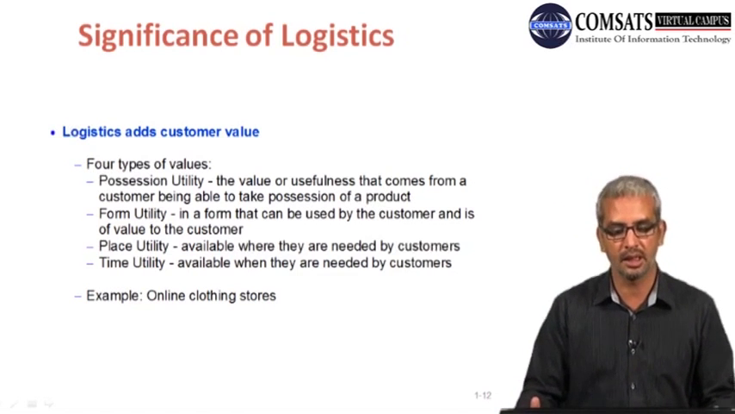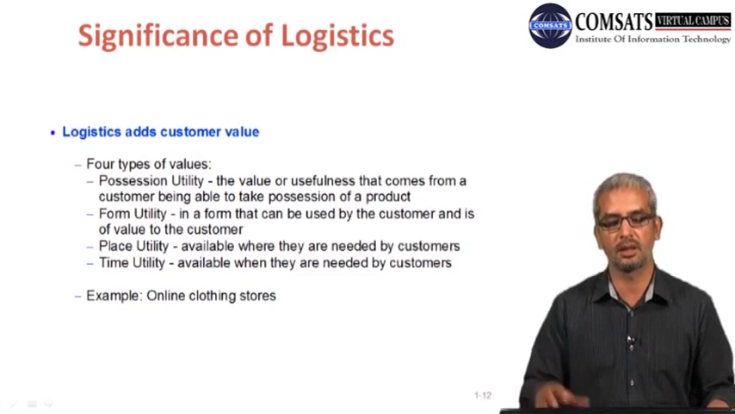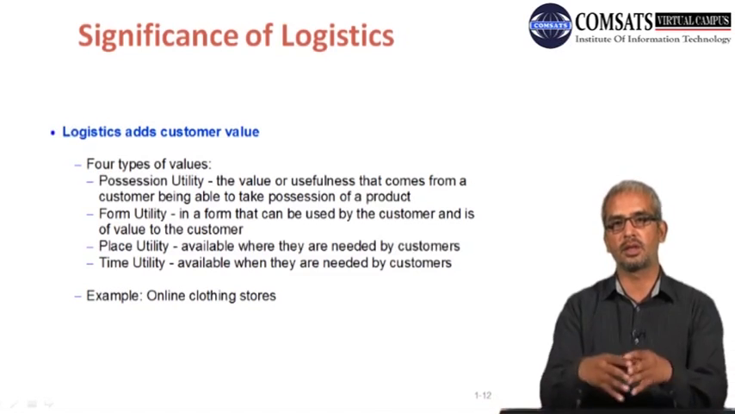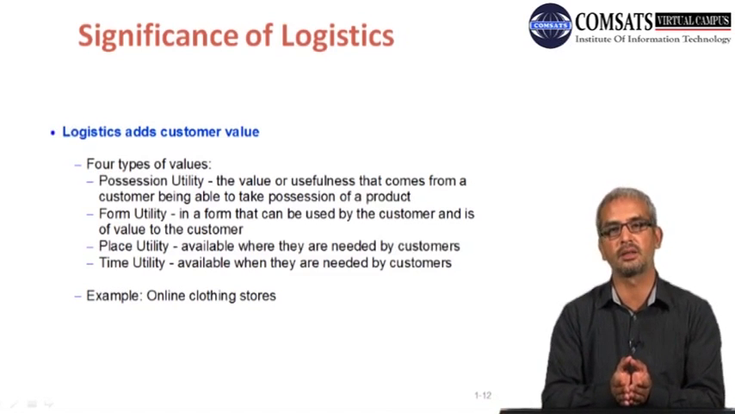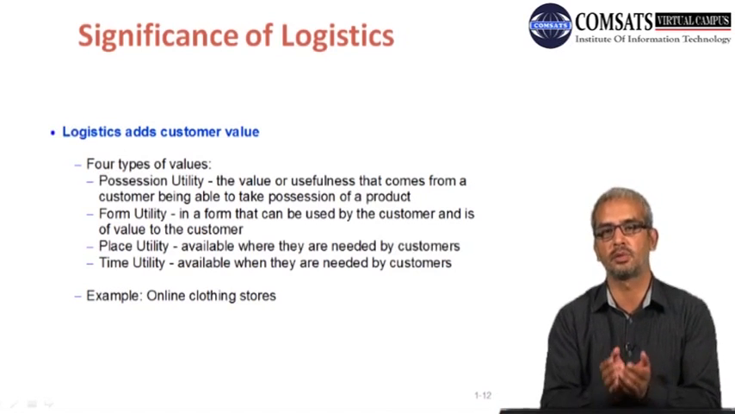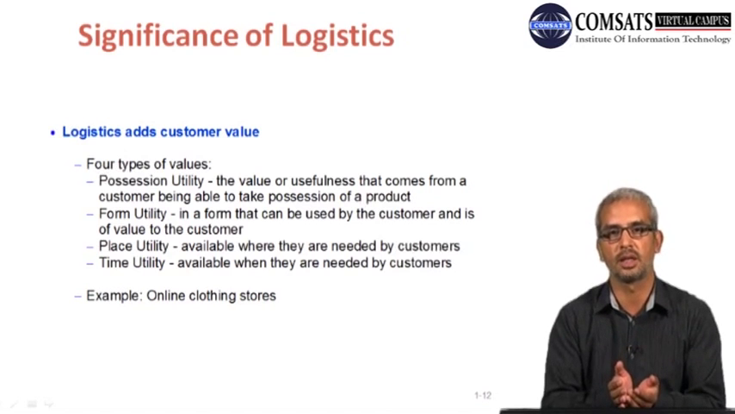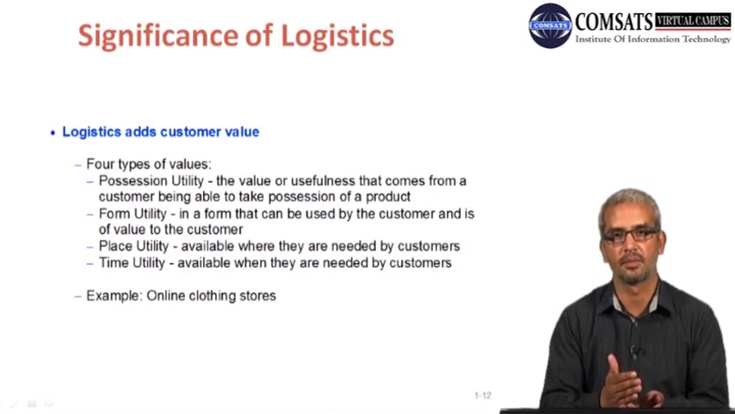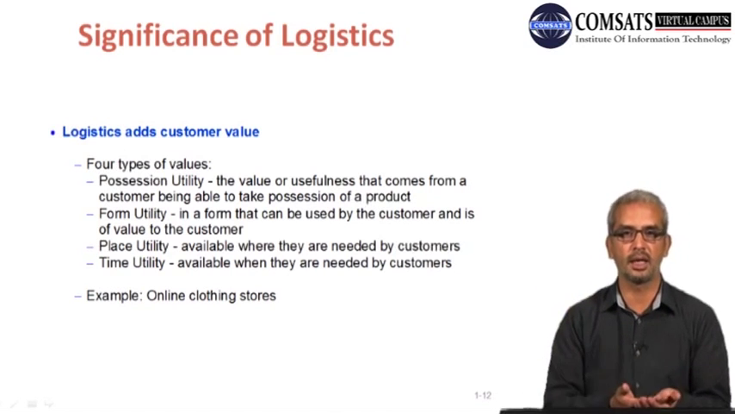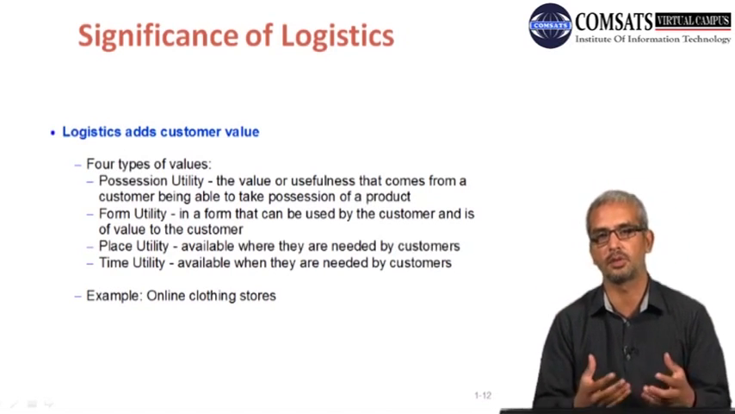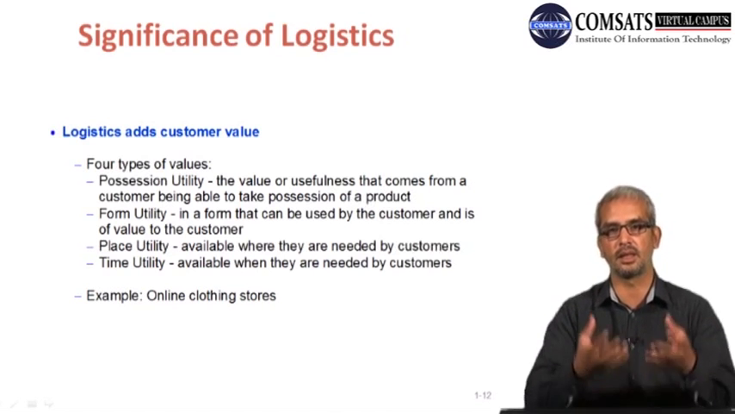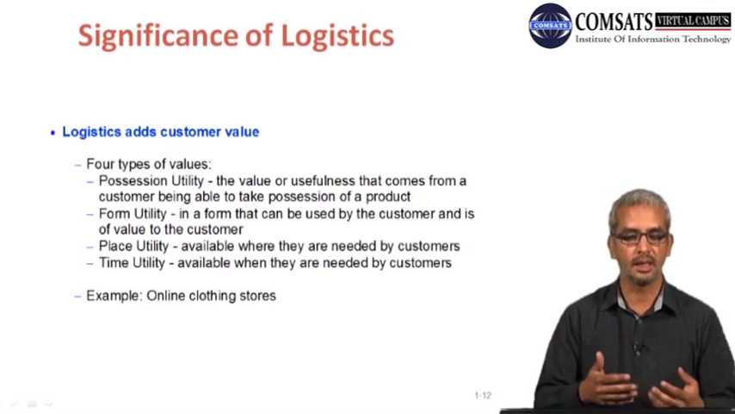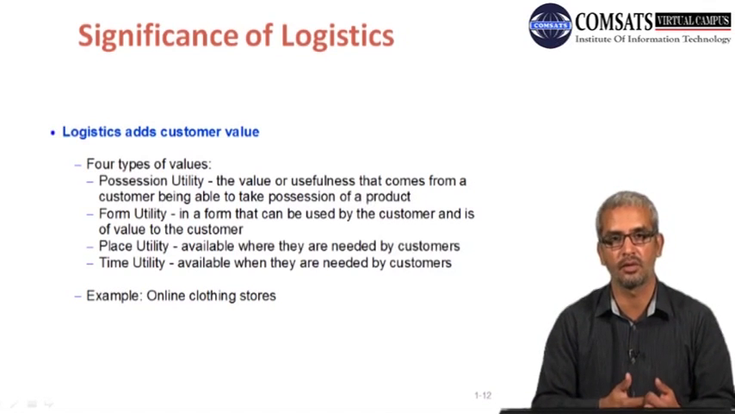So possession utility is the value or usefulness that comes from the customer being able to possess that product. Once that product is in the hand of that customer, that is possession value. Once I possess that product, that is possession value. This value is created by marketing and sales. Once they place the product in your hands, they say that possession value has been created. The customer can derive value from that, extract utility from that, and he is satisfied. Then there is form utility or form value.